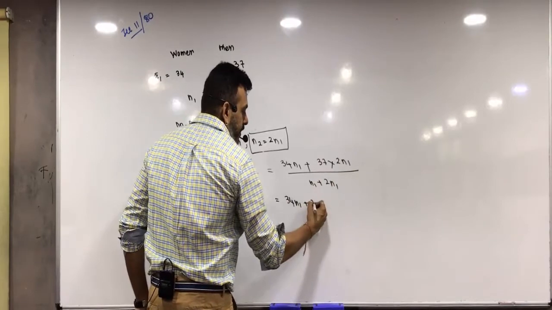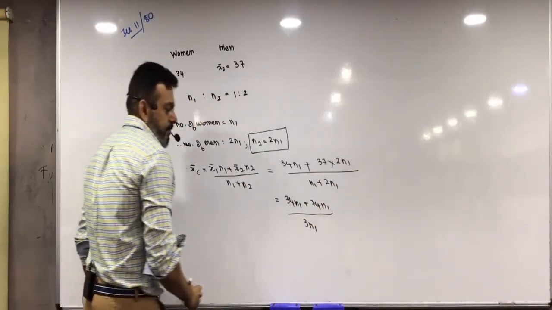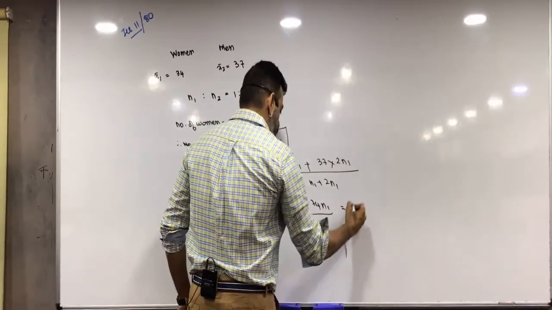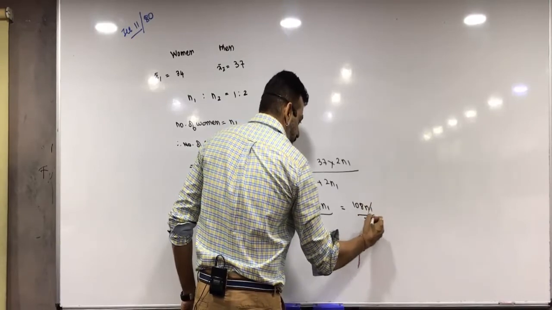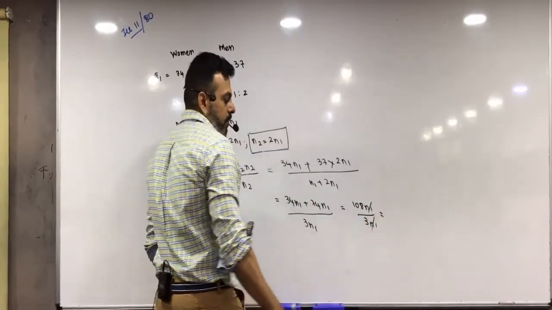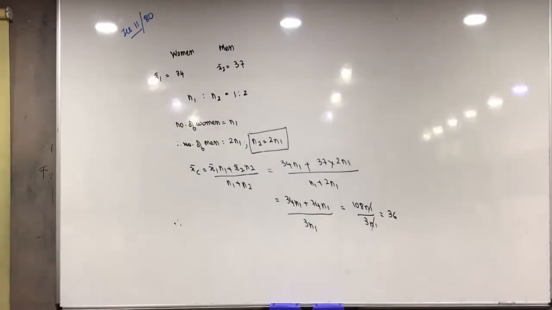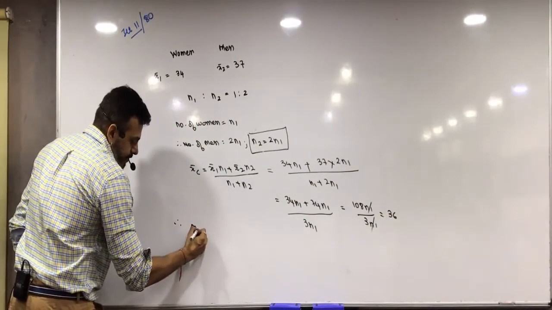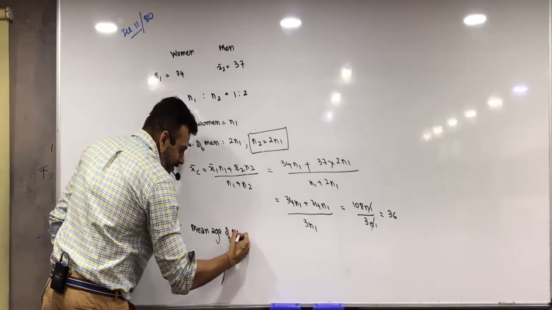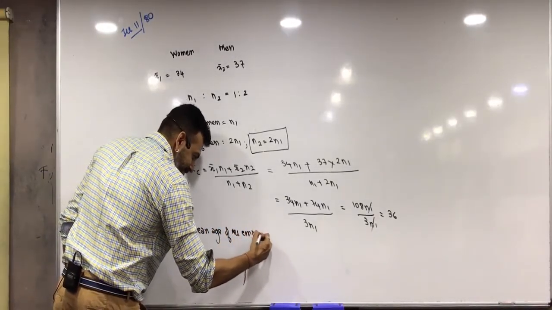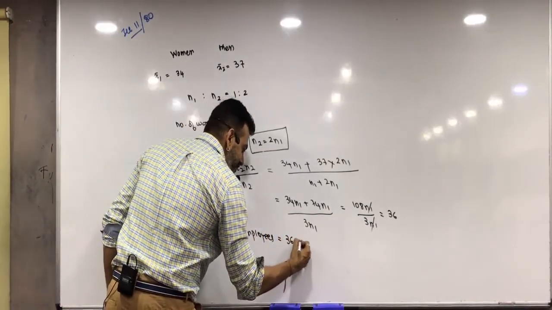Now we simplify it, which is equal to 34 n1 plus 74 n1 upon 3 n1, which is equal to 108 n1 upon 3 n1. n1 cancels, which is equal to 36. Therefore, mean age of all employees is equal to 36.